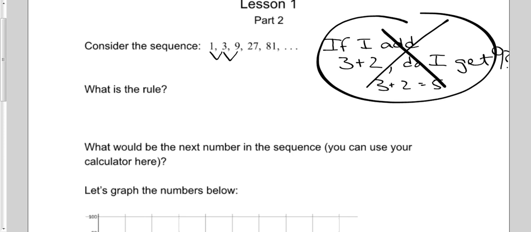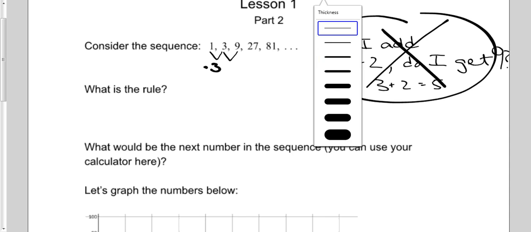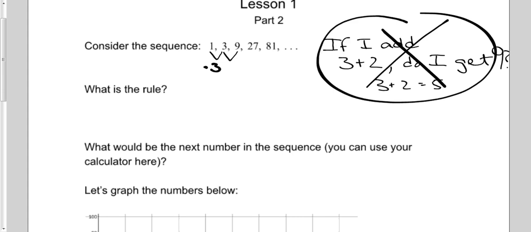Okay, now that you're back, I hope you figured out that I can multiply 1 by 3 to get me, I'm sorry, to get me 3. And then, nicely enough, if I take that 3 right here, and I multiply it by 3, 3 times 3 also gets me 9. And here's the lovely thing, if I take that 9 and multiply it by 3, I get 27.